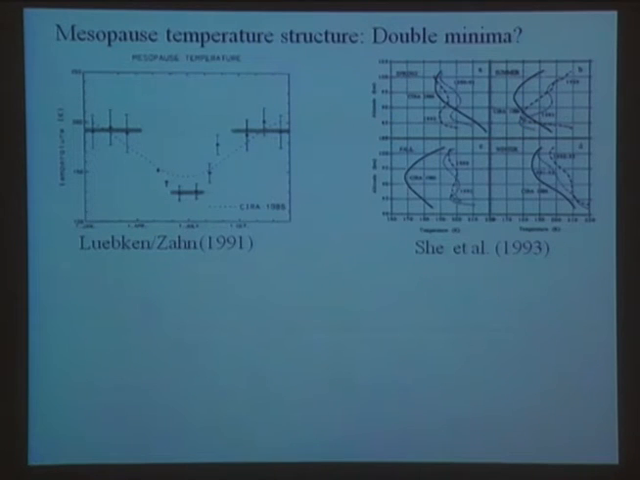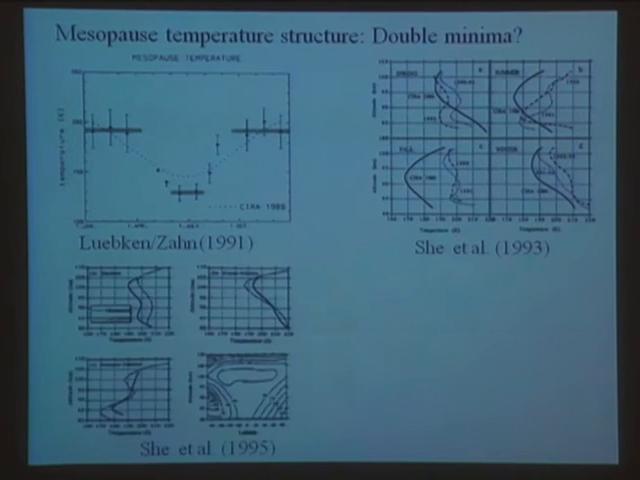The spring and the fall are kind of interesting. You get this profile with two minima, and people call that a double mesopause. We didn't know the physics behind it at that time. Nobody knows either. But nonetheless, this is an interesting result.